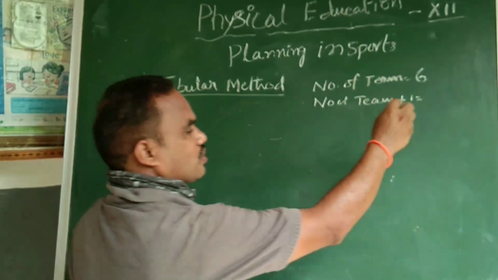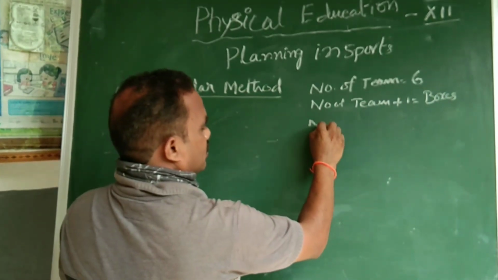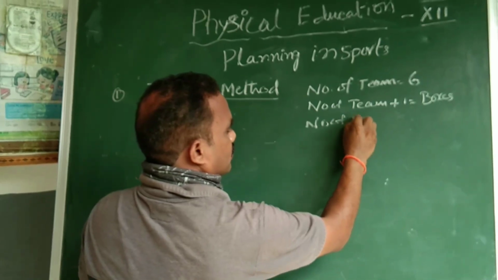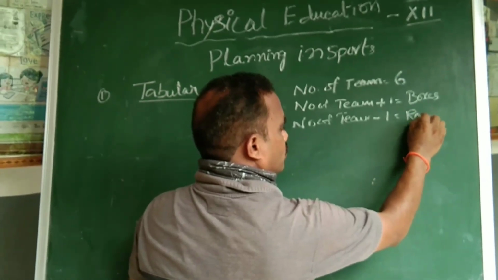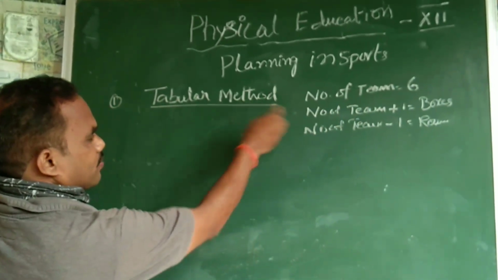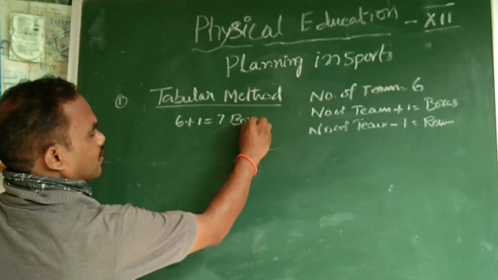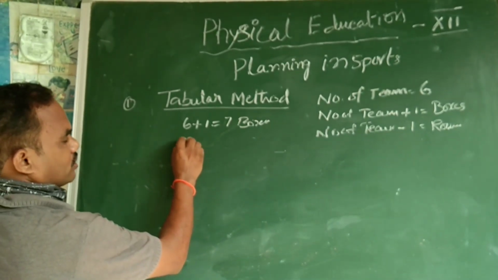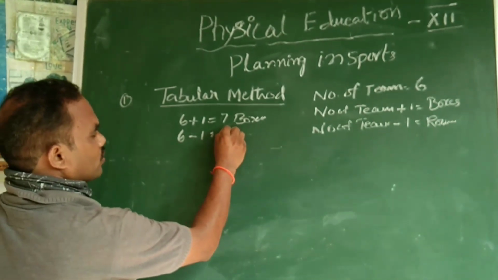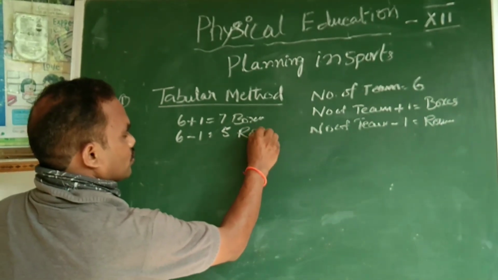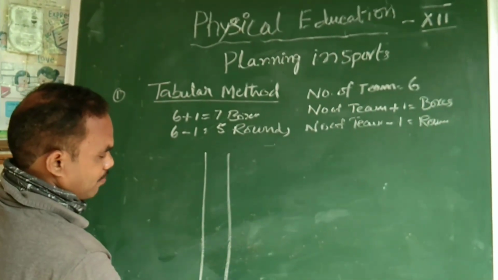It is the boxes, whereas number of teams minus 1, it is the rounds. Now it's number of teams boxes, 6 plus 1 equal to 7 boxes should be, and rounds, number of teams 6 minus 1 equal to 5 rounds. So now we are going to draw the tabular method.